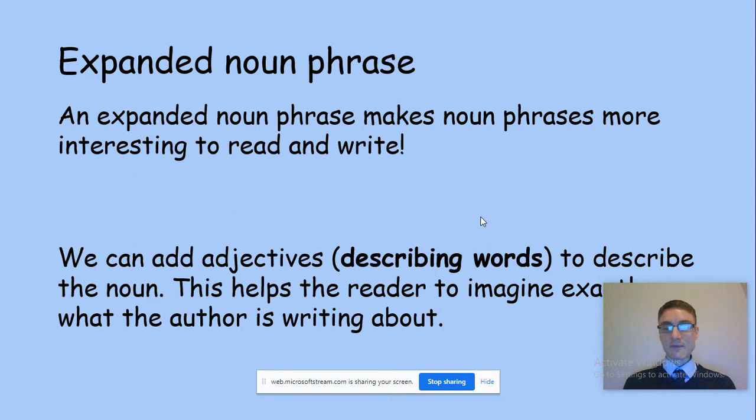So we've just looked at noun phrases. This is what expanded noun phrases are. Like it says, it makes the noun phrase more interesting by adding in adjectives or describing words to describe the nouns. So it helps the reader to imagine better what the author is writing about.